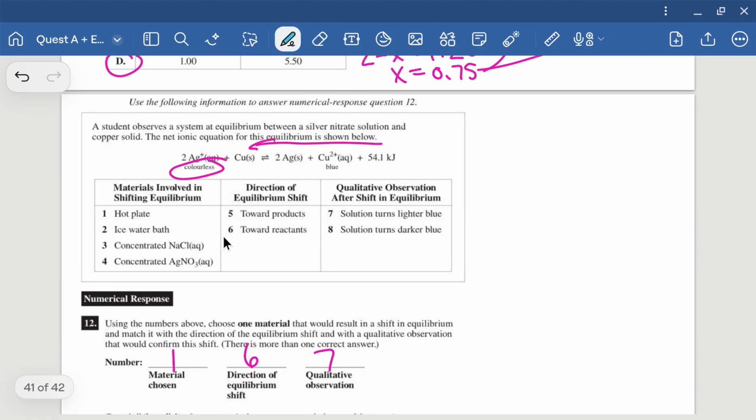Now this would all change if I chose ice. This would all change if I was adding in NaCl or AgNO3. So this one, it really depends on what you want to pick to figure that out.